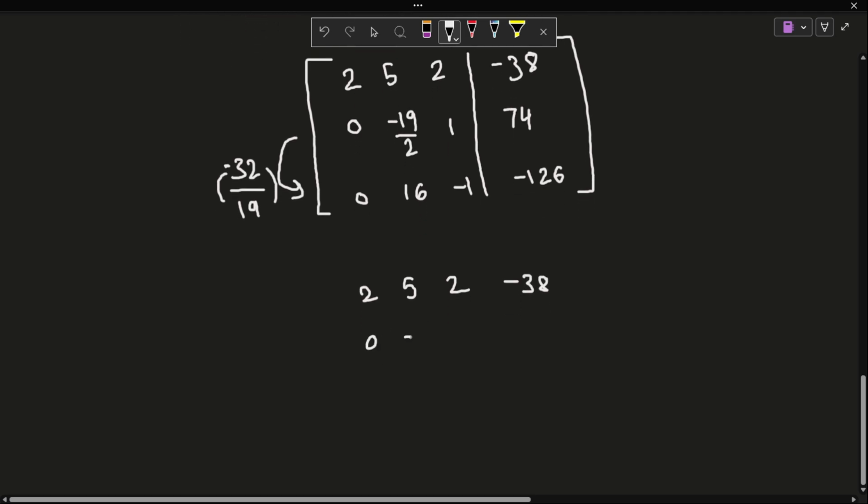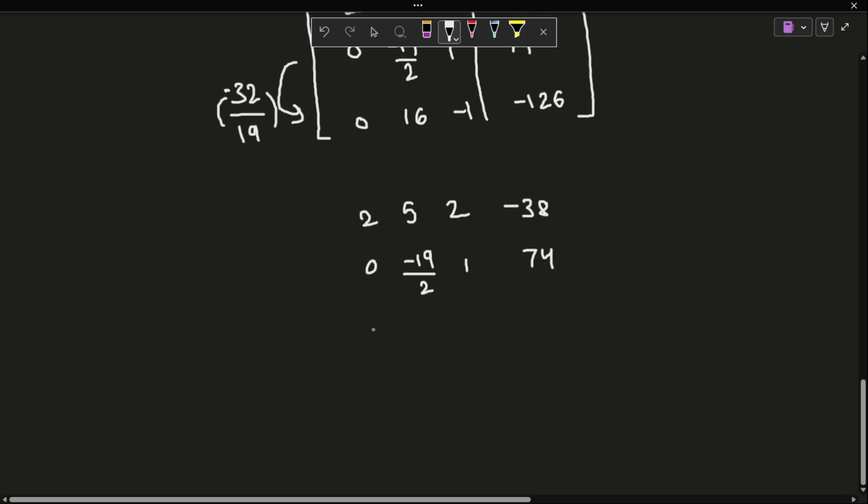Second row will stay the same. Into 174. Third row will now become 2 zeros in the first 2 columns. And then the third will become 13 by 19. And then the final column will be minus 26 by 19. So partition is made.